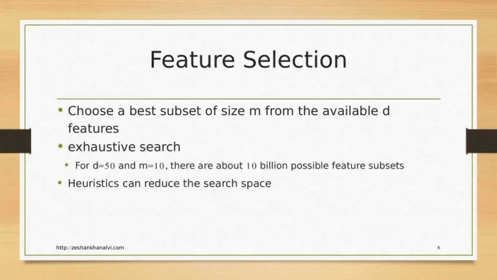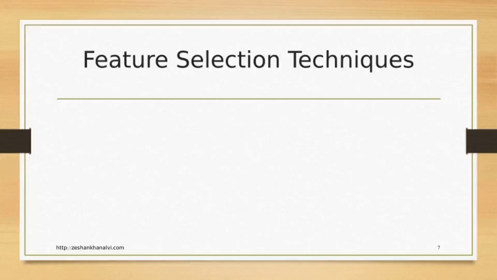One of the approaches is to use exhaustive search, all possible combinations. Let's say we have 50 features and we are going to decide the 10 best features. Then this will cost around 10 billion possible feature subsets, and we would have to evaluate 10 billion feature subsets, which is practically impossible for a significant amount of data. So another approach is to apply heuristics. Let's see the heuristic approaches.